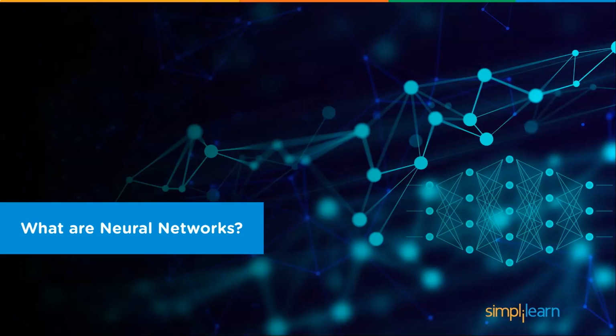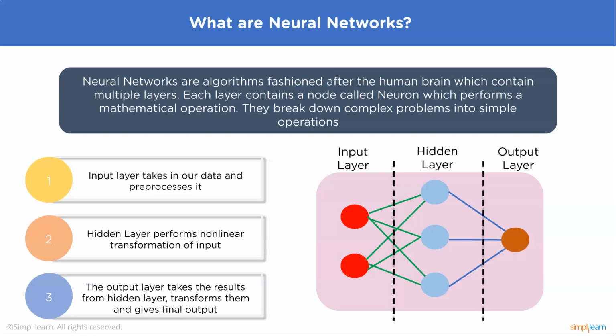What are neural networks? Like I said, we talked about in computational graphs, you have a node and you have a connection, or your edge. Neural networks are algorithms fashioned after the human brain, which contain multiple layers. Each layer contains a node called a neuron, which performs a mathematical operation. They break down complex problems into simple operations.